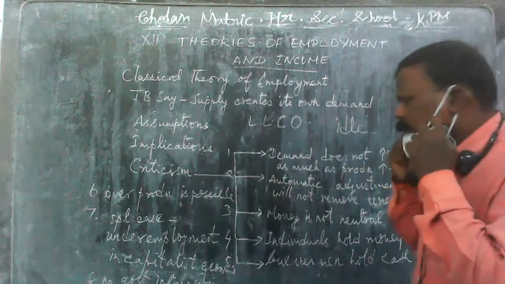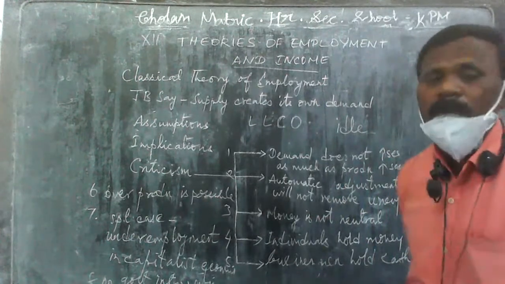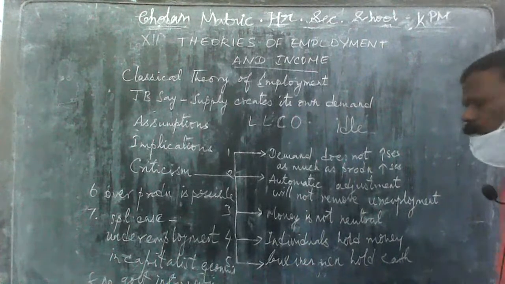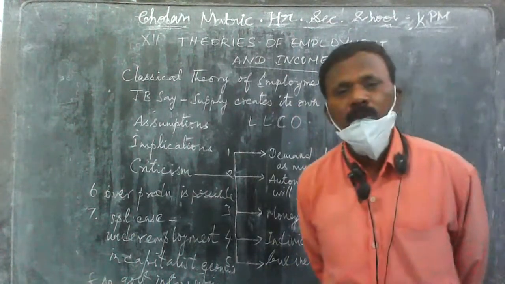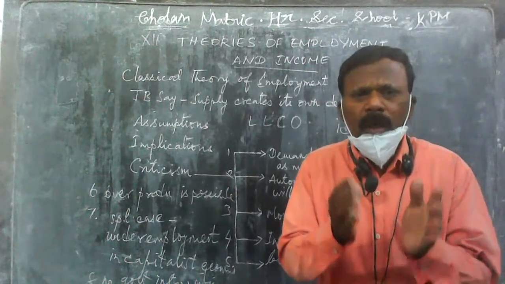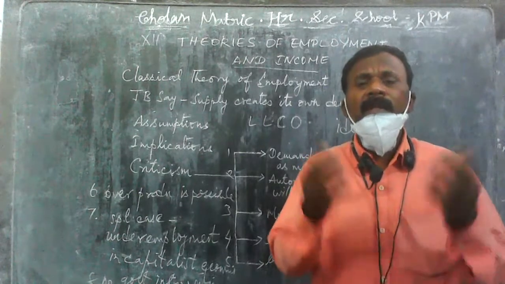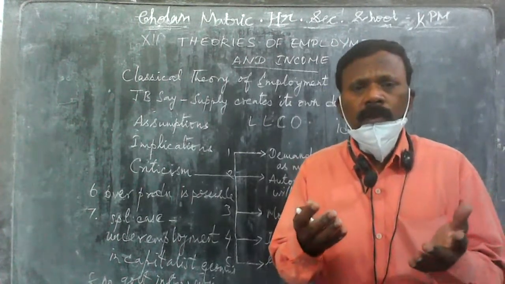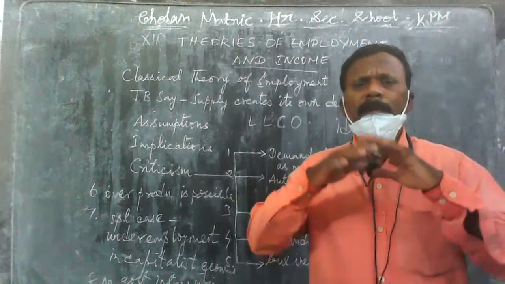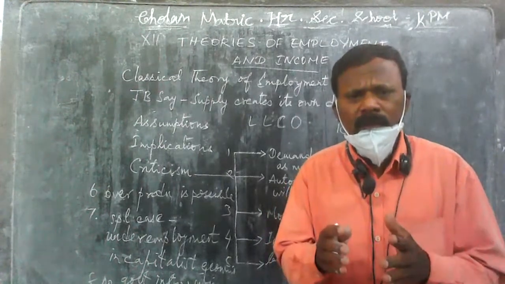Now, the third criticism that is put forth by J.M. Keynes against this law of market is money is not neutral. Individuals hold money for unforeseen contingencies. At any time, anything may happen. Did we expect that Corona would come and attack the people of the world in 2019? No.